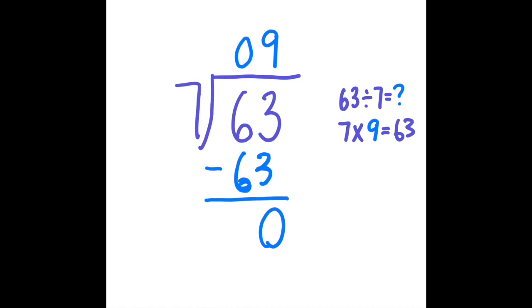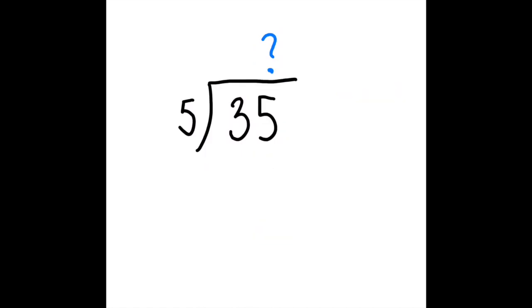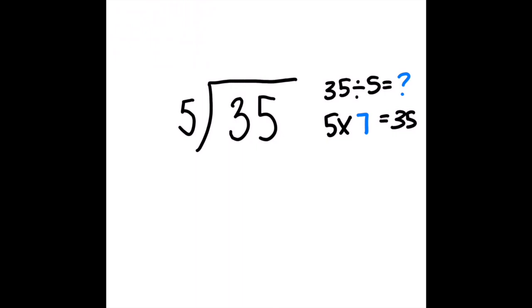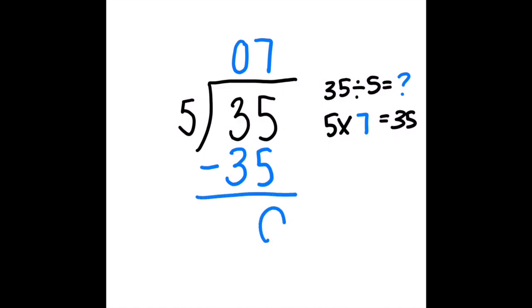Okay, let's try another one. So here we have 35 divided by 5 equals what? Well, using our knowledge of multiplication, we know that 5 times 7 equals 35, right? So where do we put the 7? So the 7 goes up here with the invisible 0. So 5 times 7 equals 35. We put the answer down here, and then we're going to subtract, and we get 0.